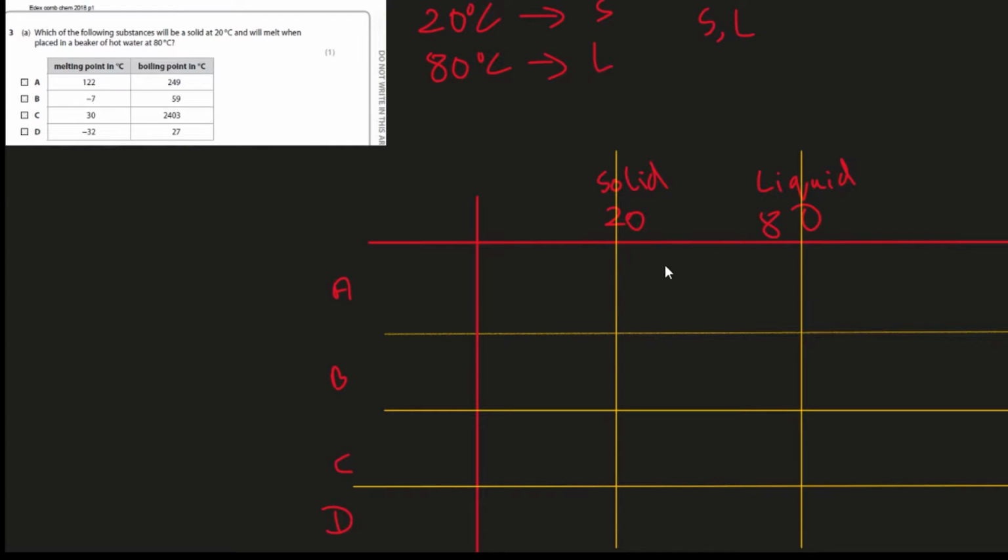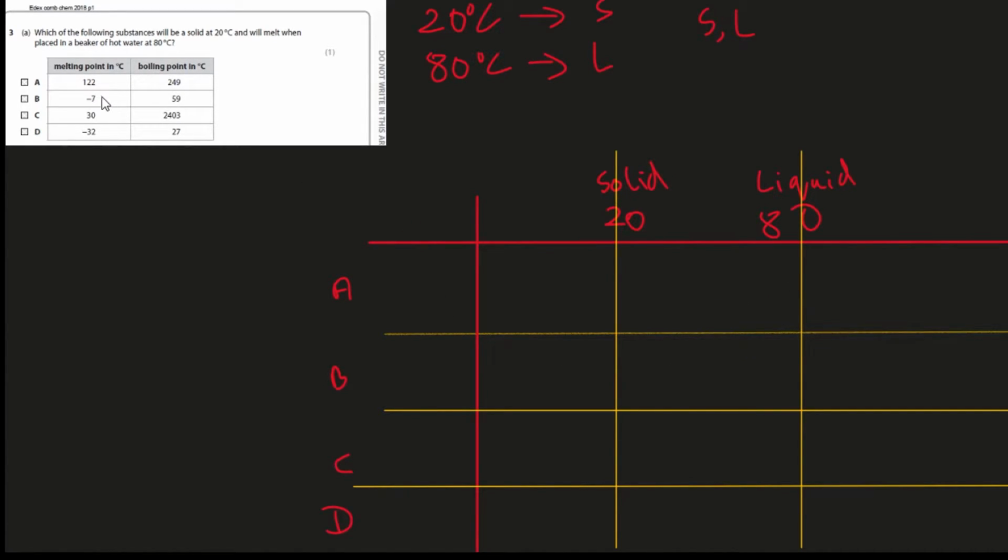I've made a grid that shows a number line effectively going across the top, and I've put the point at 20 degrees where we know it's a solid, and at 80 degrees where we know it's going to be a liquid. Now we don't know what the melting point of this substance is, we just know those two points. Right, so let's look at A first. What we're going to do is write melting point and boiling point into various places within the grid.